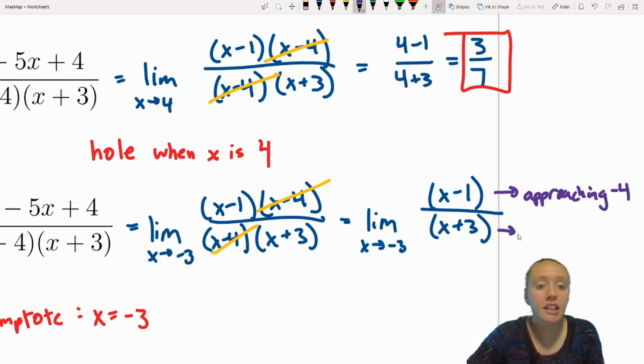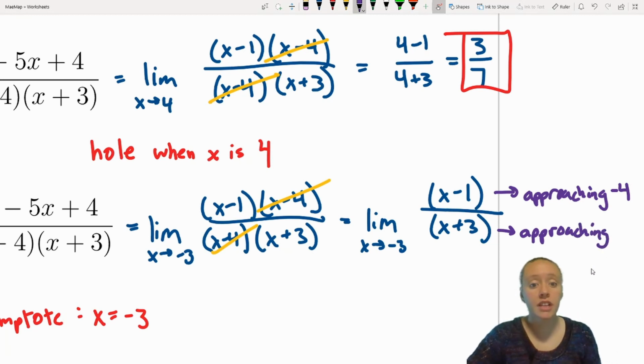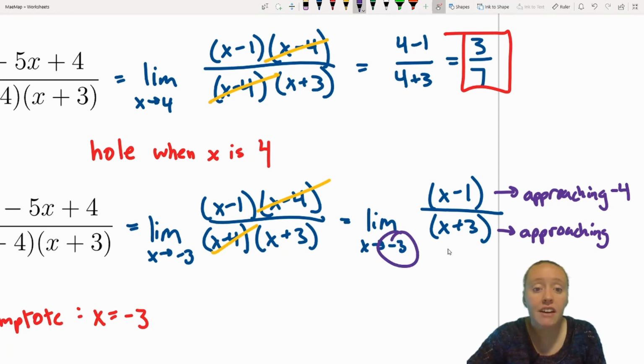Whereas our denominator is approaching 0, we just have to figure out whether it's positive or negative. And that's going to be based on whether we're coming from the right or from the left. If we're coming from values to the right of -3, like -2.5, -2, you can see that that's going to be positive in our denominator. Whereas if we're coming from values to the left of -3, that would be like -4, -5, then this factor is going to be approaching 0 from the negatives.